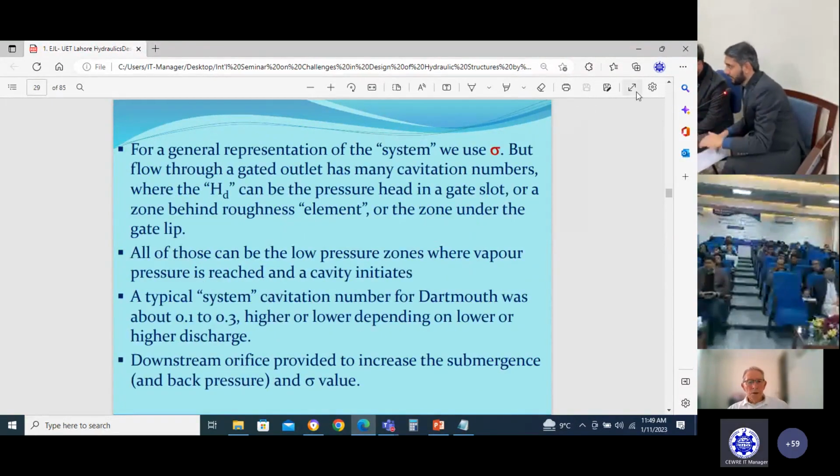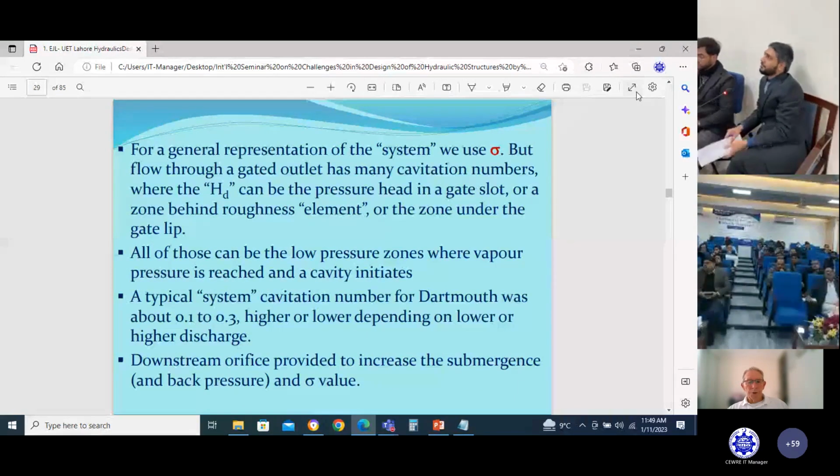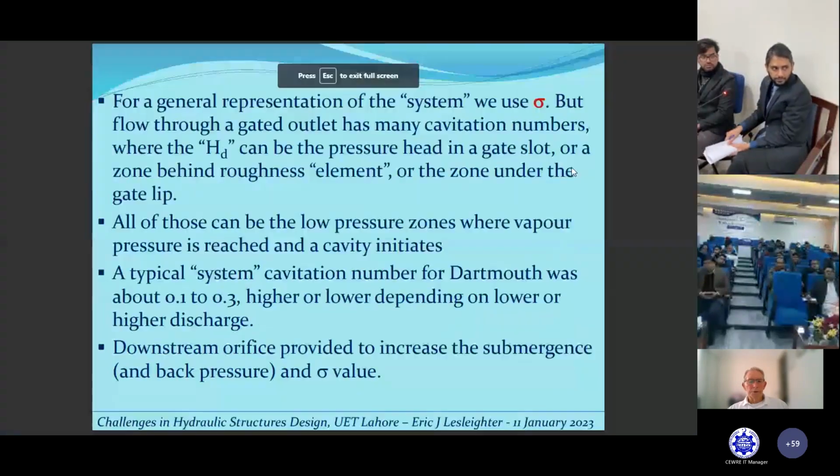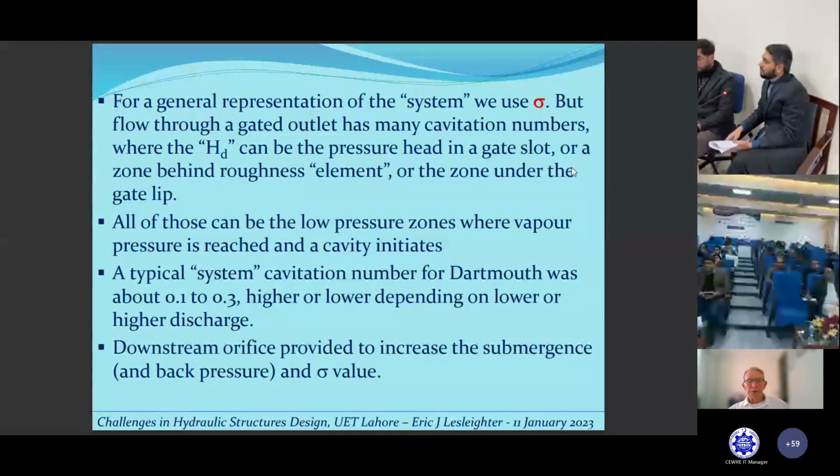A typical system cavitation number for Dartmouth was 0.1 to 0.3, depending on the head on the structure. A downstream orifice was provided to increase the submergence and therefore to increase the cavitation number.